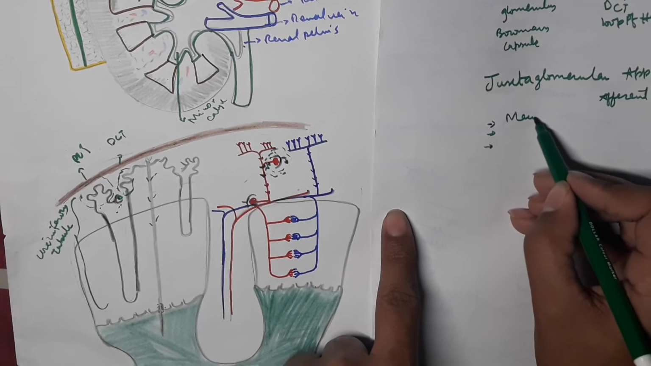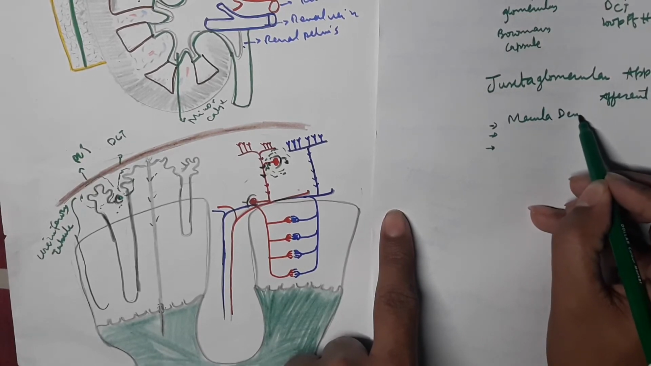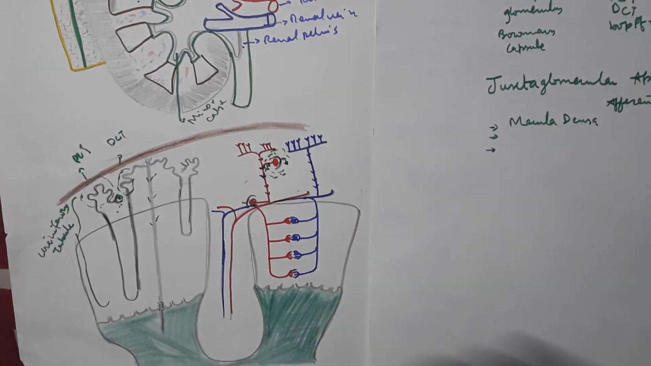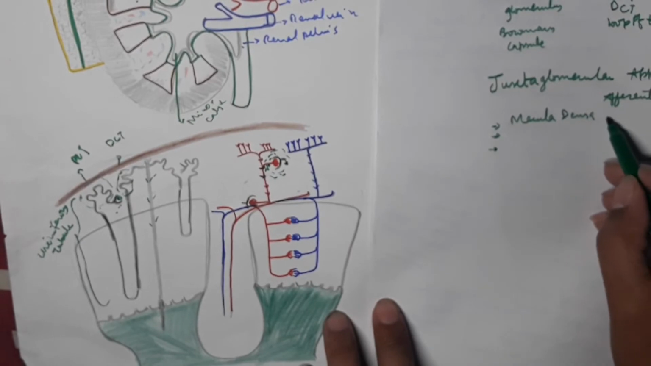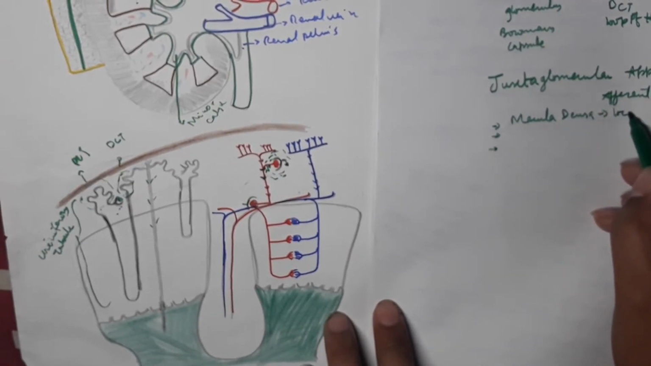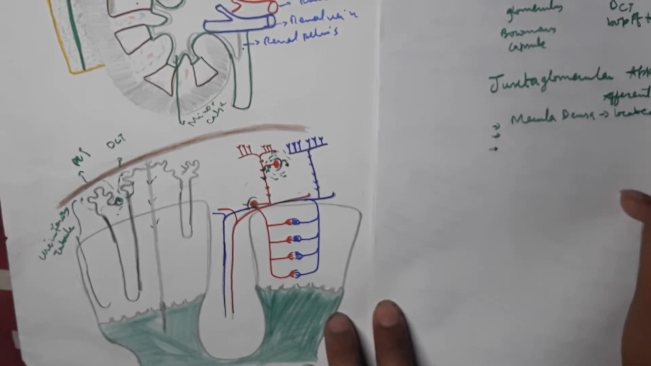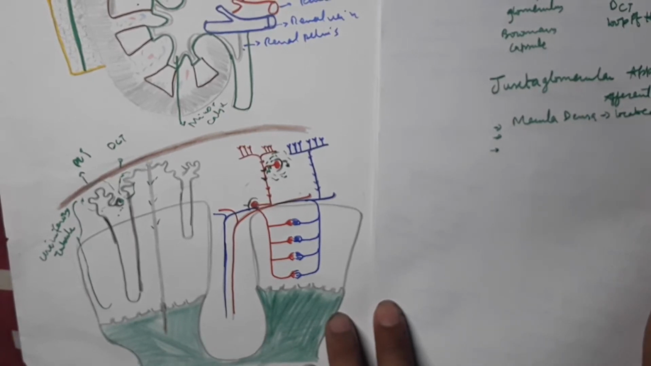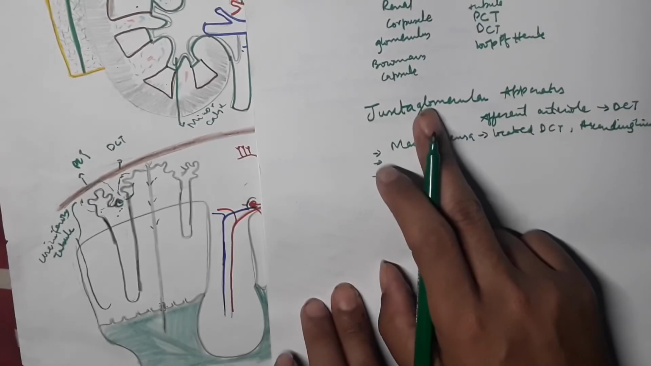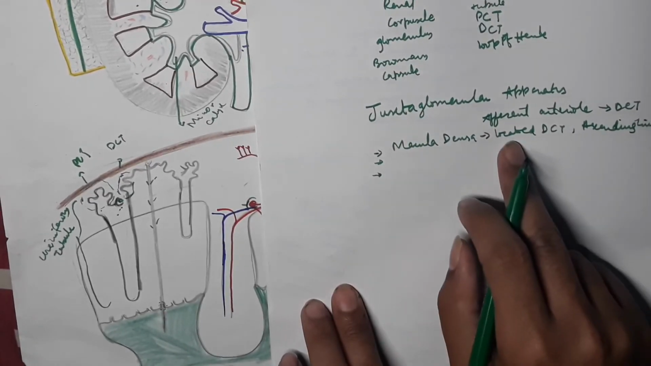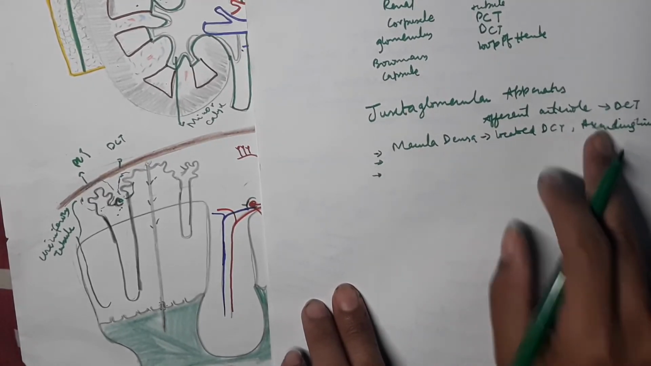Macula densa. These are the altered cells located in the distal half of the ascending limb of the loop of Henle and the distal convoluted tubule. The macula densa is the first part of the juxtaglomerular apparatus, located in the distal convoluted tubule and ascending limb.